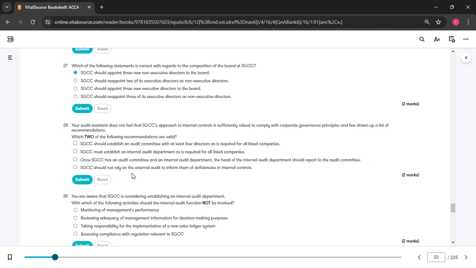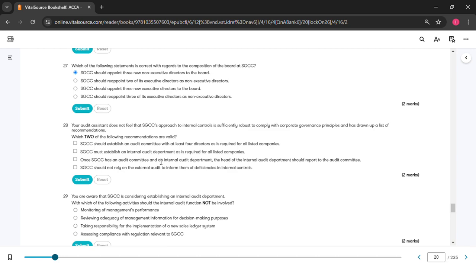Next. Your audit assistant does not feel that SG's approach to internal controls is sufficiently robust, meaning not effective enough to comply with corporate governance principles, and has drawn up a list of recommendations. Which 2 of the recommendations are valid? Could you clarify the question again, sir?